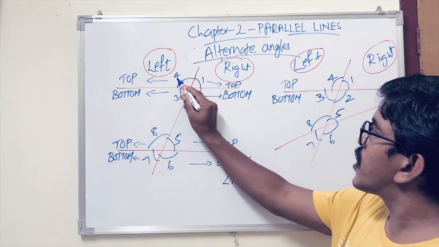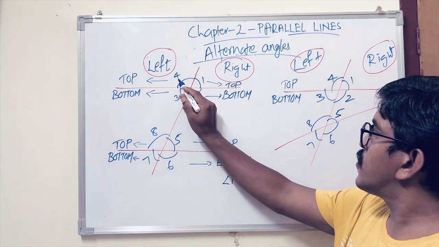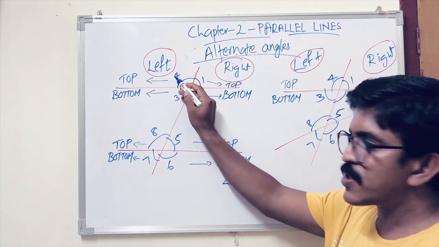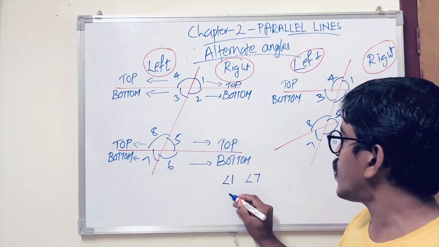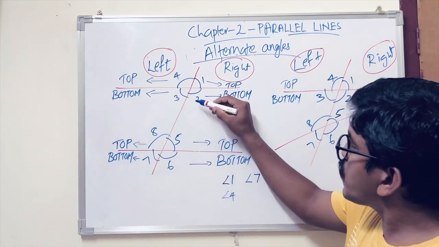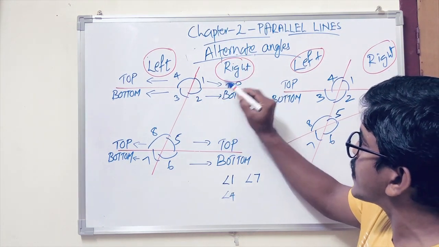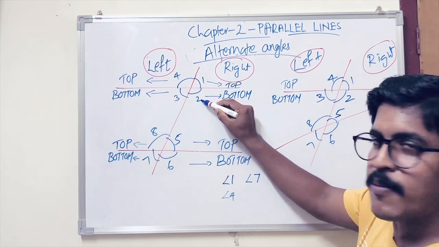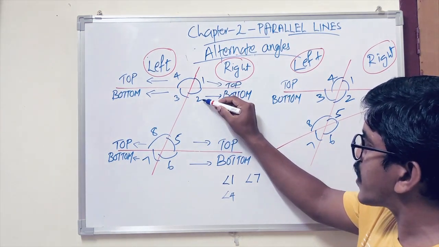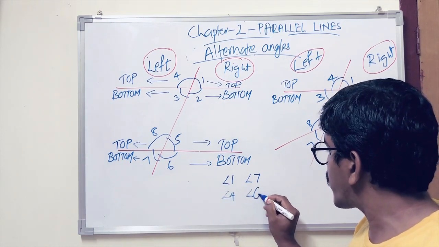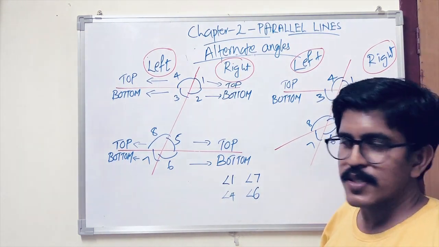Second, angle 4 we can consider here. First, you need to find out the opposite angle of angle 4, that is angle 2. Now, we need to find out the position of angle 2, that is right side bottom. Now, if you are marking the same position in the second line, that is angle 6 is having. So, angle 4 and angle 6 are alternate angles.